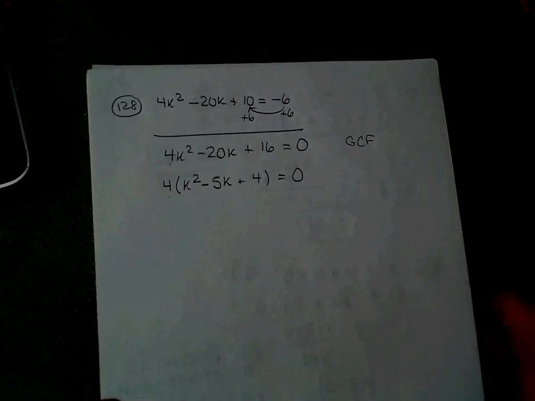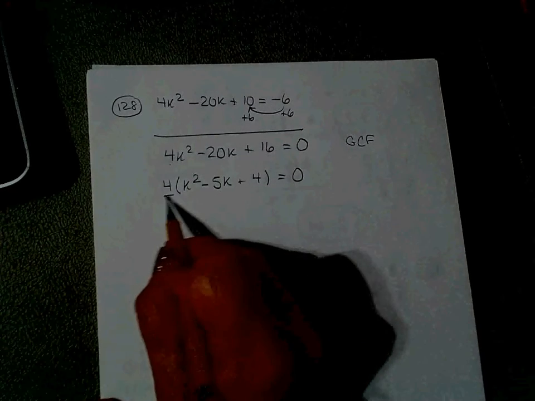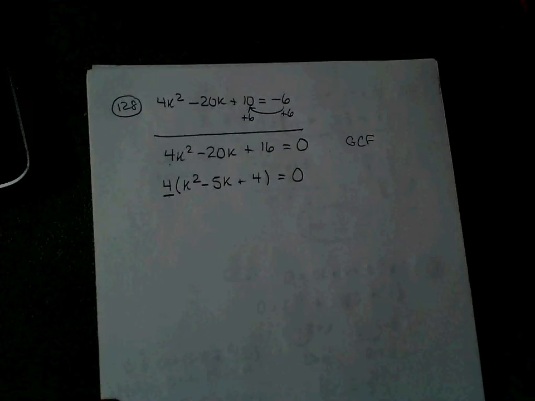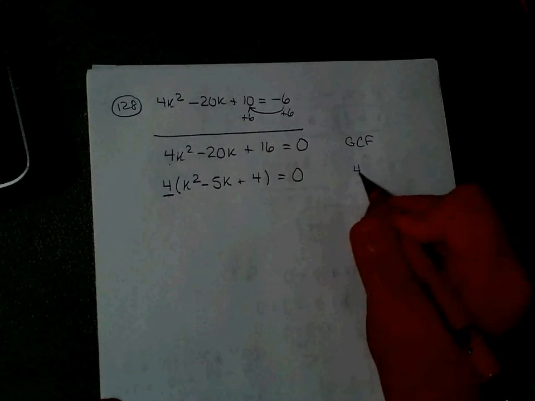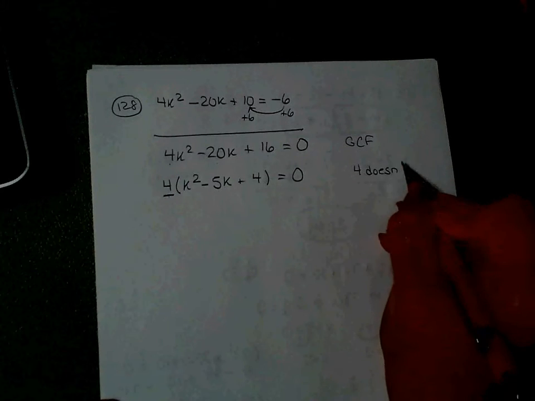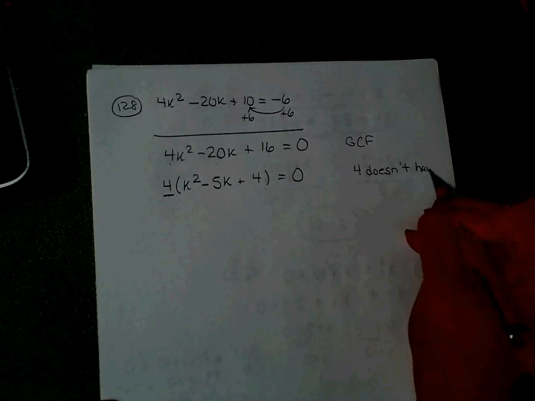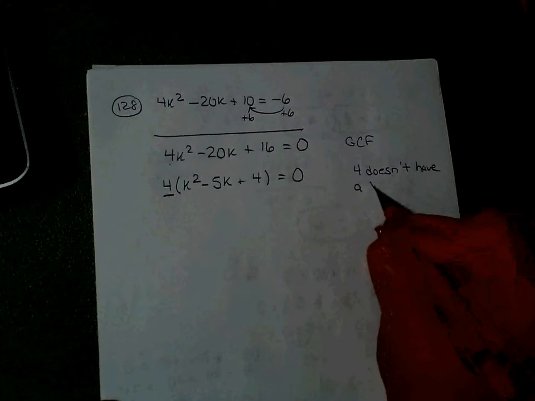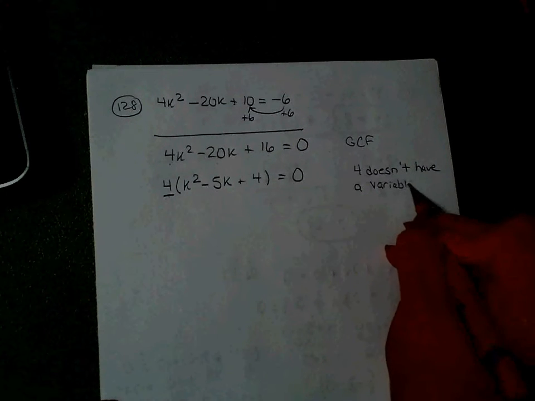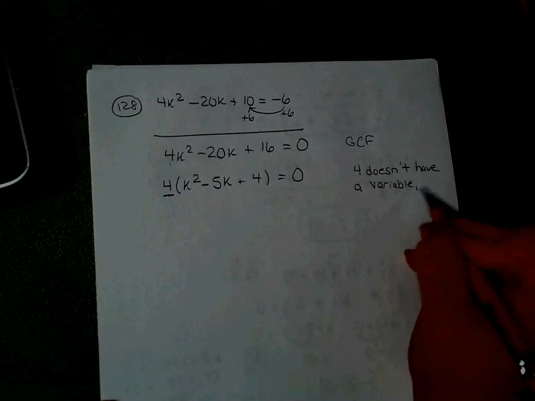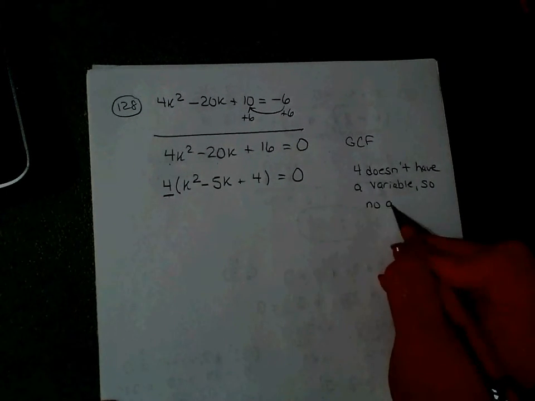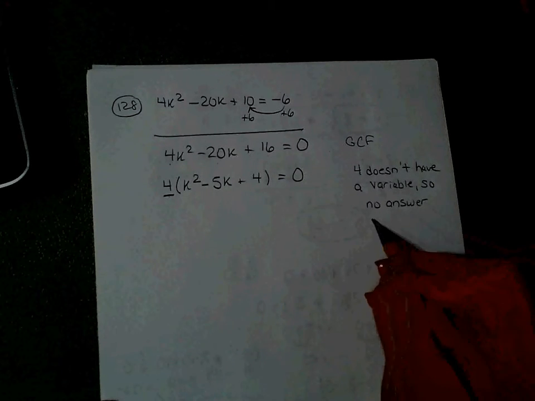Now, let me let you in on a little secret. That 4 does not have a variable. So it doesn't make an answer. You only get answers when you have variables. The 4 doesn't have a variable, so there's no answer generated by it.